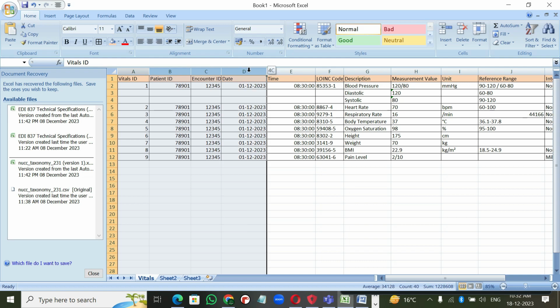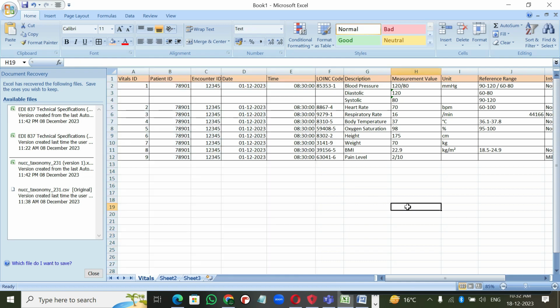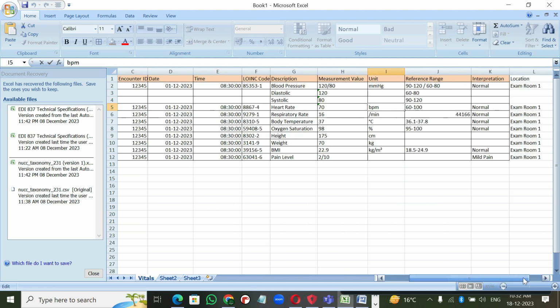In a similar way, if you see the second line, I'm not going to repeat visit ID, patient ID, encounter ID, date and time. We'll just go through these line codes. So 8867-4 means heart rate, and the measurement value is 70. The unit of measure is BPM. What is the reference range? It is 60 to 100, so it is normal.